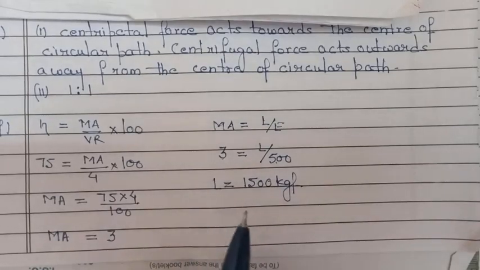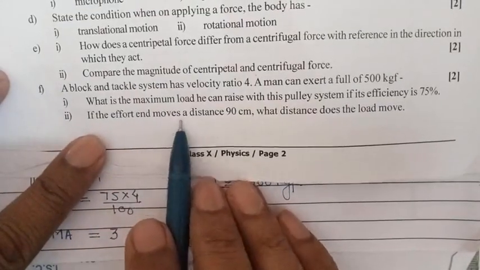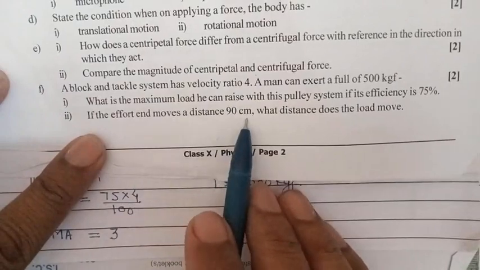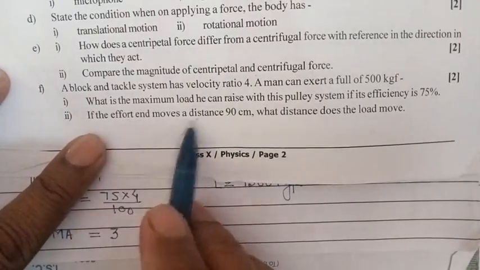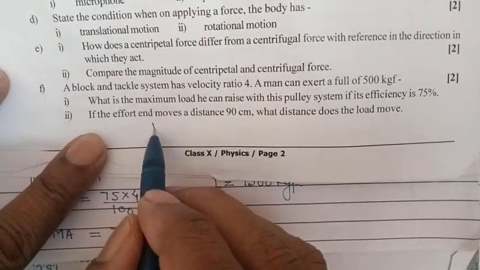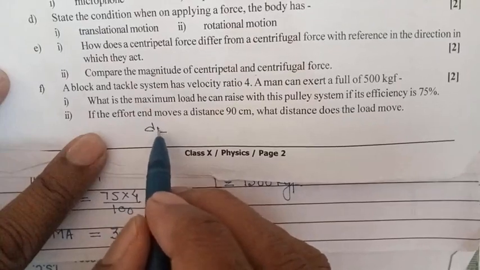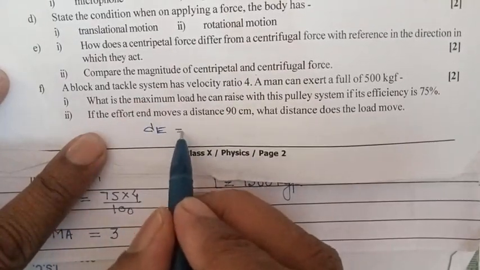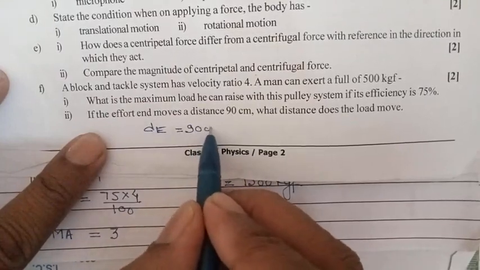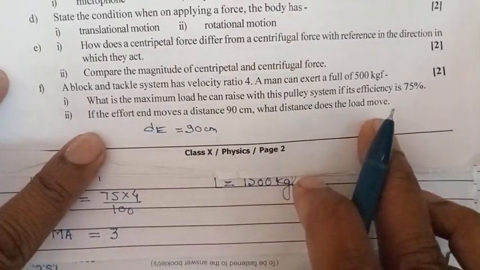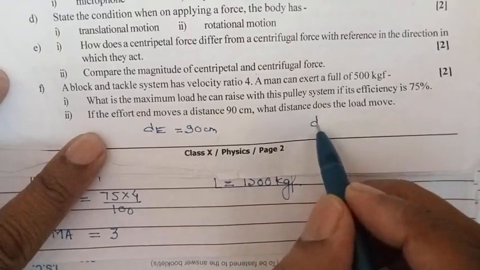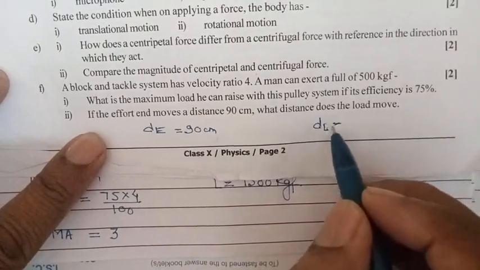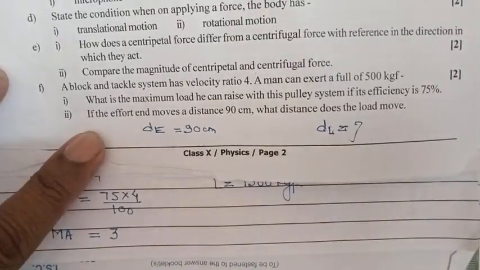Now the next part, they say if the effort end moves a distance of 90. So here they have given you the distance moved by the effort. This is dE. Distance moved by the effort is given as 90. What distance does the load move? They have asked us to calculate the distance moved by the load. This is to be calculated.